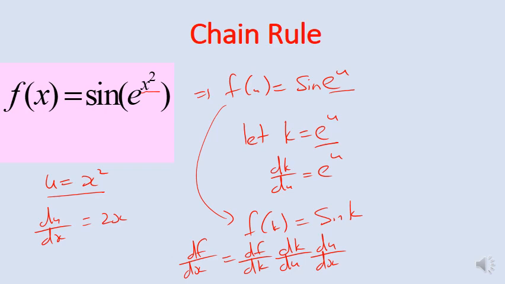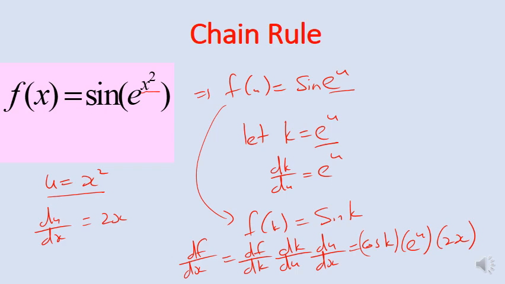So what is df dk? df dk would be cos k. Let's put them in brackets. What is dk du? dk du is e to the u. And what is du dx? du dx is 2x. Did they give us k? Did they give us u? No, they didn't. So we've got to go back to the original variables.